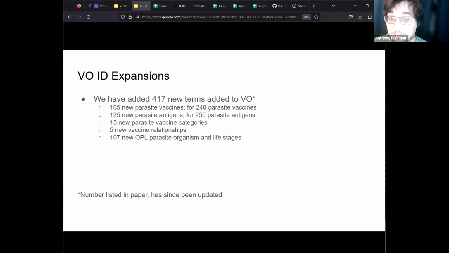We've included 15 new parasite vaccine categories. Right now, this is mostly occurring for specific ancestors for some specific species, instead of just using the general genus name for some of the vaccines. We've also added 5 new vaccine relationships, almost all of them relating to the transmission blocking vaccine. We have also imported 107 new terms from the ontology of parasite life cycles, which we use as the actual target as part of the microbe and as part of the life stage story.